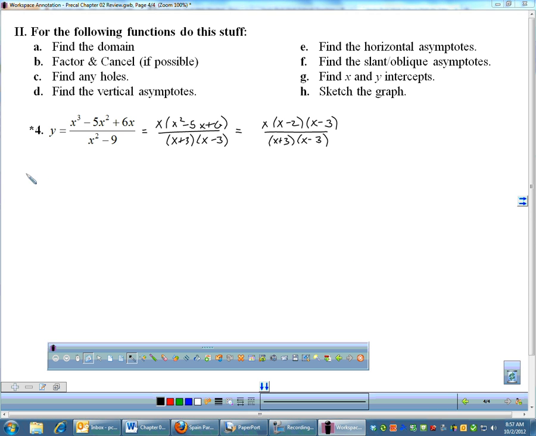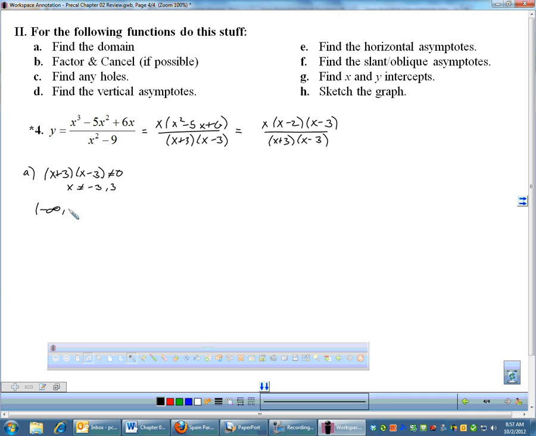Then I'm going to find the domain, which for part A is, your bottom cannot be 0, so x plus 3 and x minus 3 cannot be 0, which means x cannot be negative 3 or 3, which in interval notation is everything before negative 3, everything between negative 3 and 3, and everything after 3. So that'd be 3 to infinity. So there's my domain.